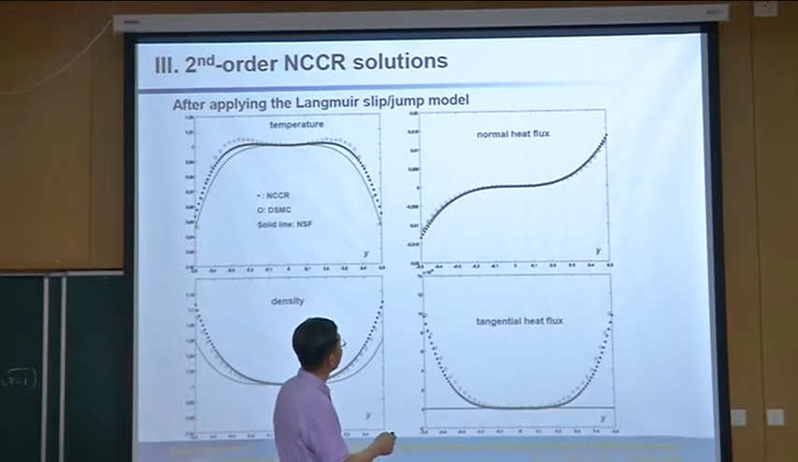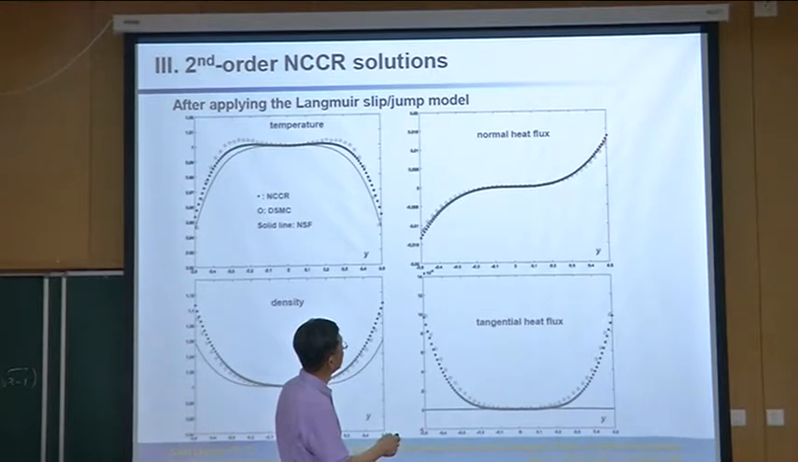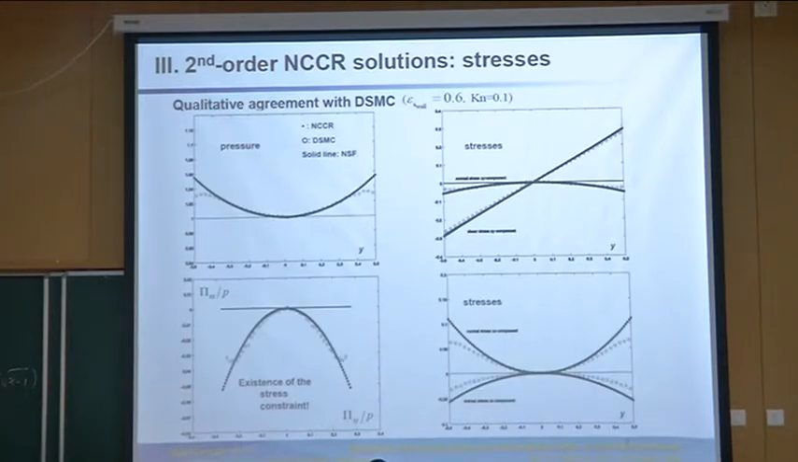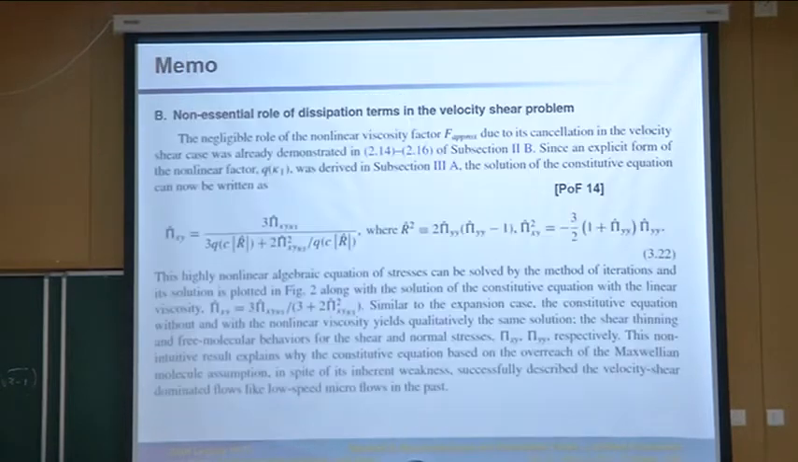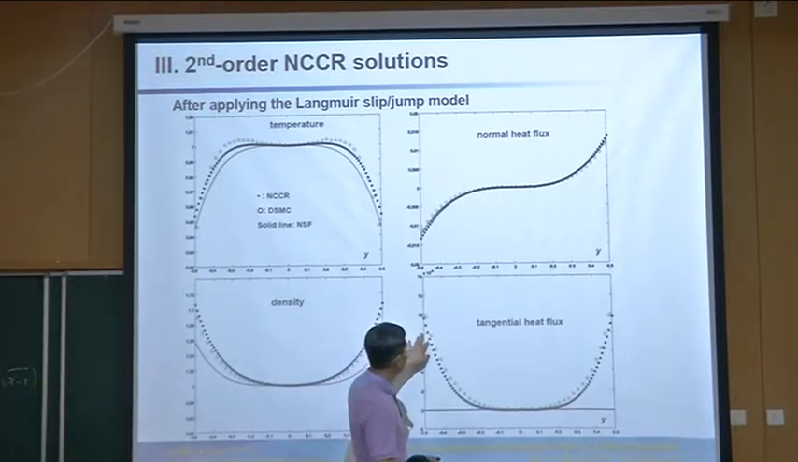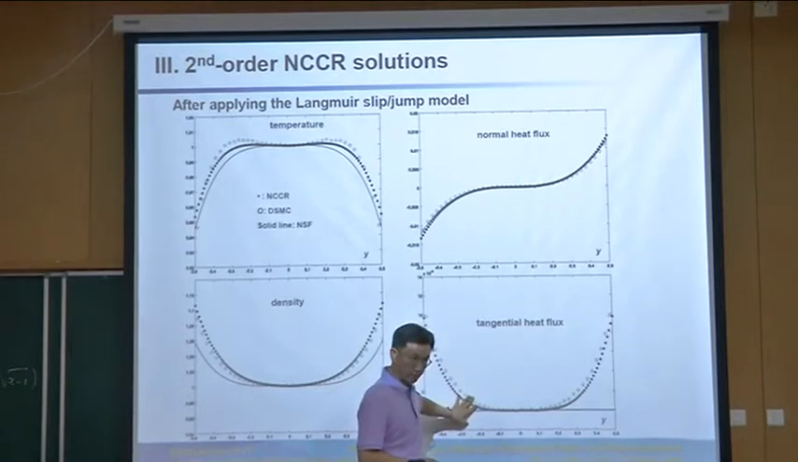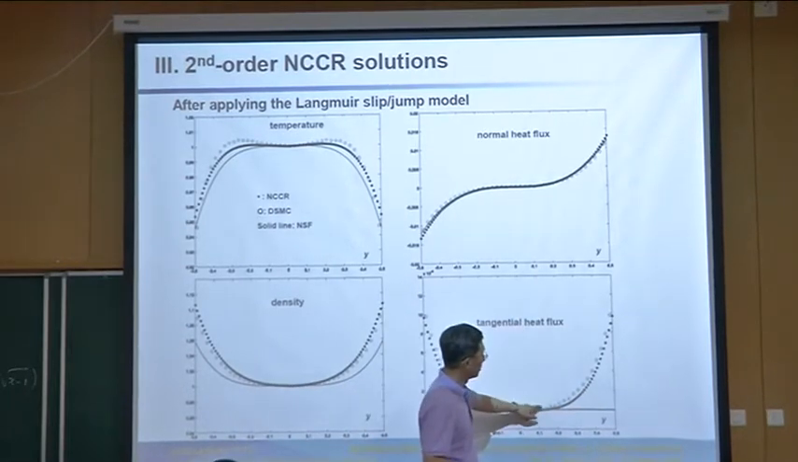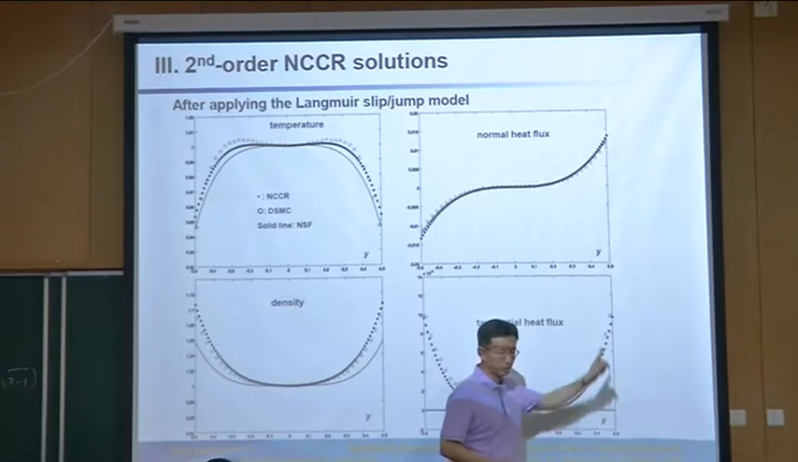And then this is normal heat flux. Navier-Stokes, NCCR, DSMC all look the same. Did I give you the velocity? Maybe this is the velocity. Oh, velocity is more or less the same. And then the finite heat flux, this is different. Navier-Stokes is strictly there. And then this is the DSMC solution, and this is the Burnett solution.